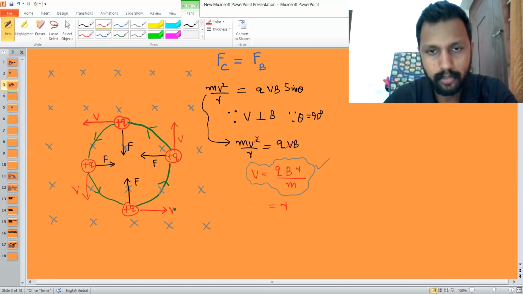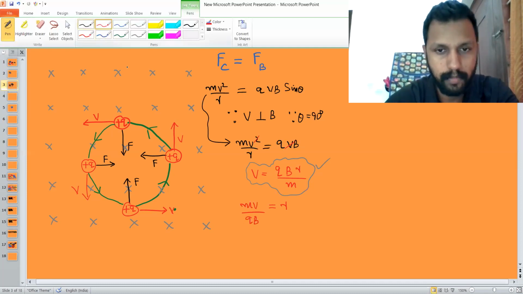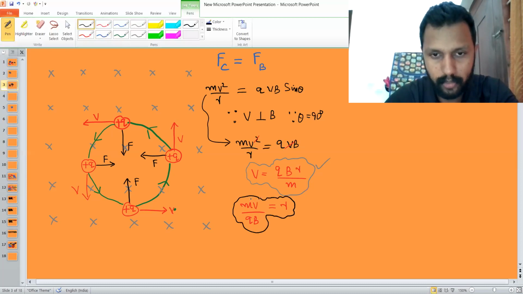R is equal to mv by qB. Therefore, this is the expression for the radius of the circular path.